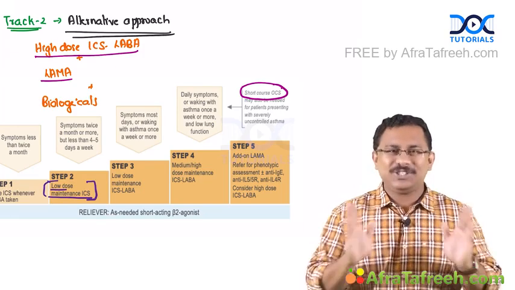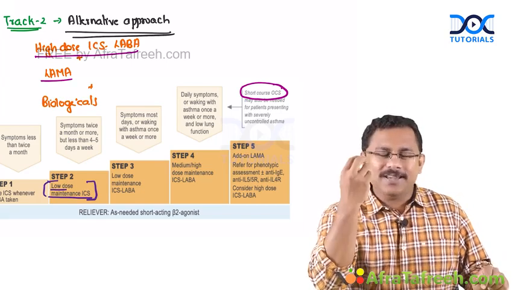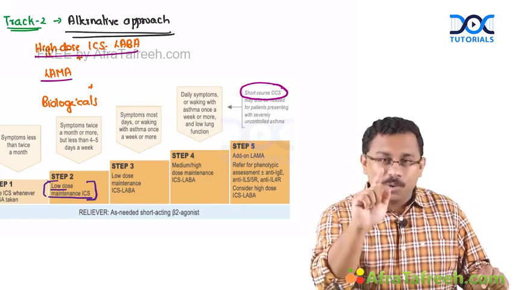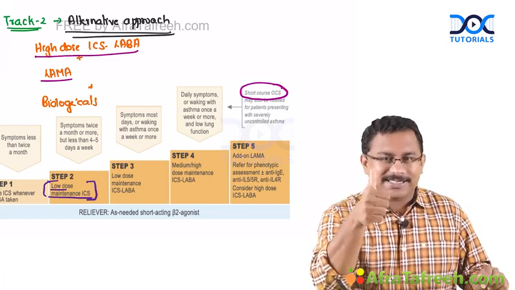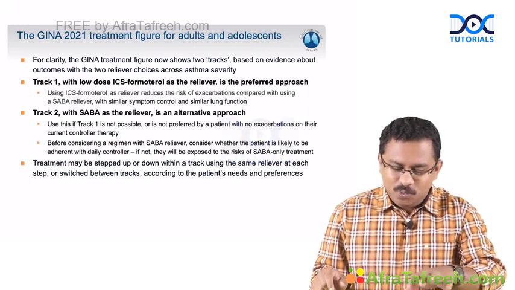We'll come to that in a short while. But as of now, you tell me guys, are you clear with the option strategies of track 1 as well as track 2 for both the reliever as well as maintenance? Yes? Is it a thumbs up? Okay. Now let's move ahead.